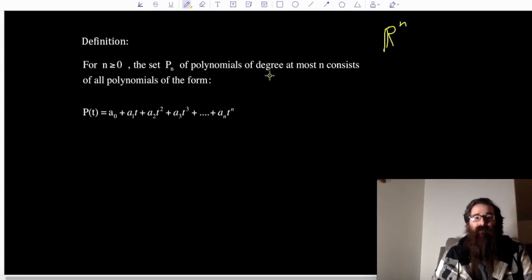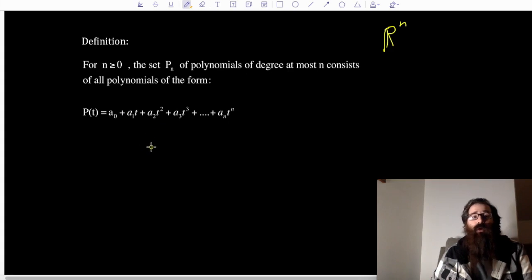The set Pn of polynomials of degree at most n consists of all polynomials of the form p at t equals a sub 0 plus a sub 1 times t plus a sub 2 times t squared plus a sub 3 times t cubed plus, and so on and so forth, plus a sub n times t to the power of n. So here we're talking about polynomials of degree at most n. And there's something important to mention here about how polynomial spaces relate to more traditional vector spaces like Rn, for example. But before talking about that, let's go through some ideas here.